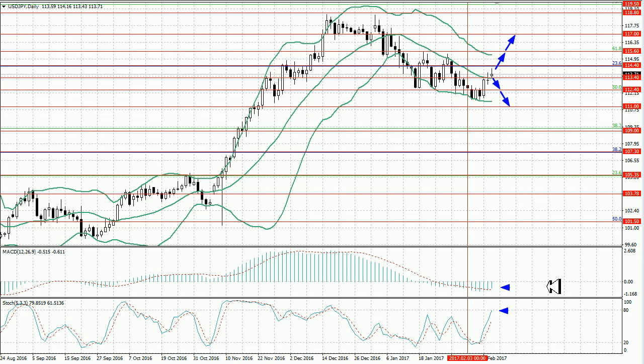As for the fundamental data, the pair may be affected by the statistics on the volume of industrial production and GDP in Japan. In this situation, long positions can be opened at the level of 114.40 with a target at 115.60. After the breakdown of the level of 113.40, short positions would be relevant with the targets at 112.40 and 111.